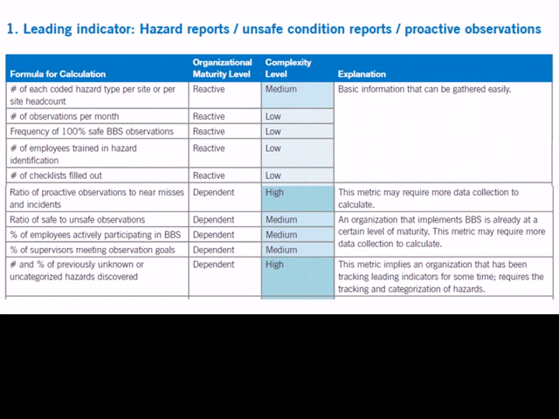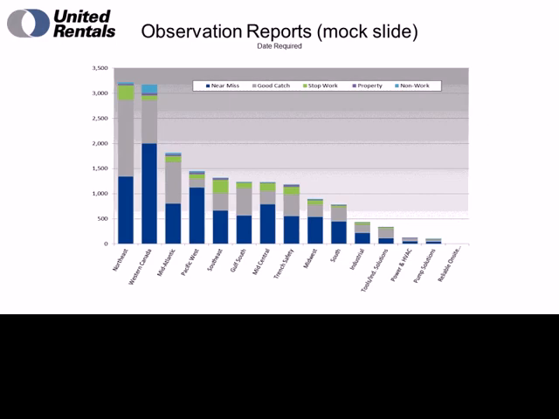Sure. So what we're looking at is just number of observations and type. For us, if we were looking at this matrix, it would be number of observations per month and type, which is reactive and low. And then Joy, go ahead and go to the next one. Yeah. And so here we're looking at different categories of observation reports that we have in United Rentals. We have near miss, good catch, stop work, property, and non-work event.